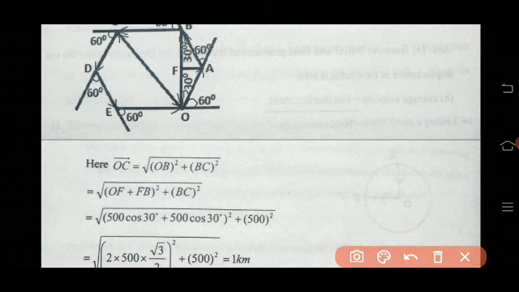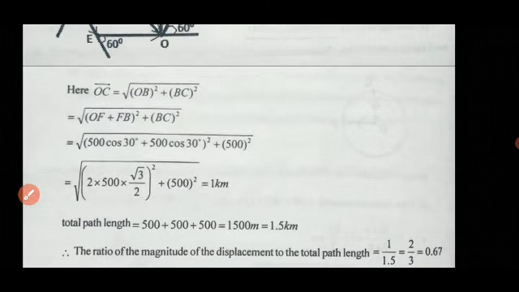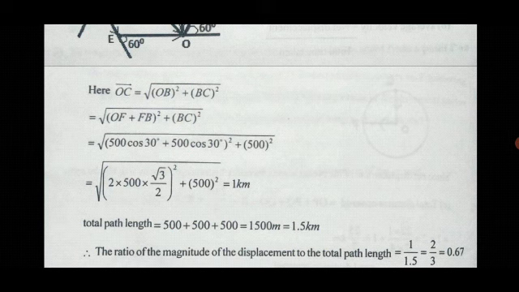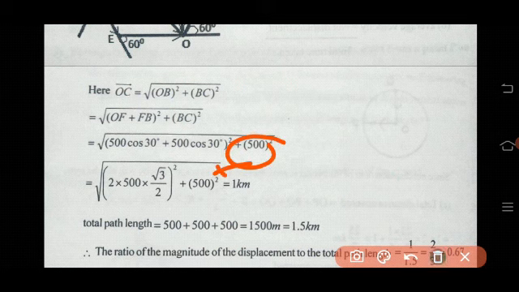See here, both the terms are equal. Therefore, you can write 2 times 500 into cos 30. What is cos 30? Root 3 by 2. Okay, so once again there is a square. So 2 into 500 into root 3 by 2 whole square plus 500 square. Okay, now you can solve very easily.